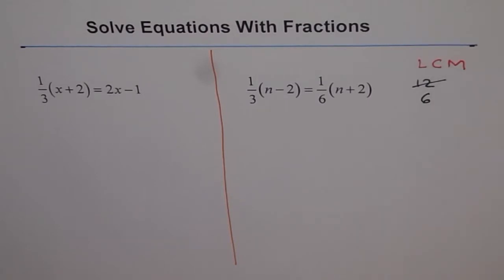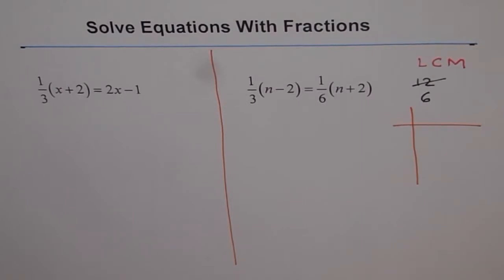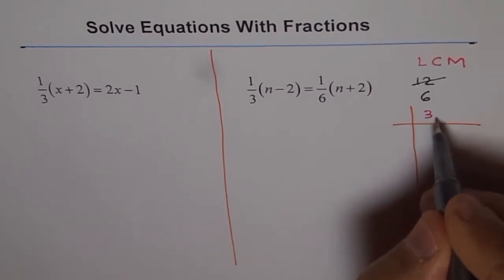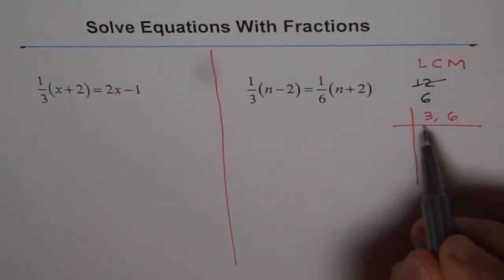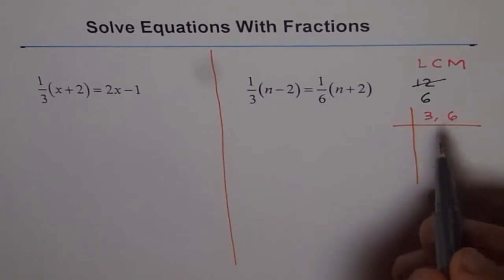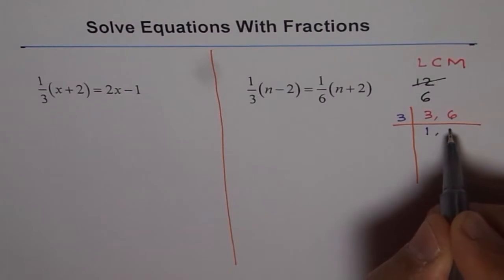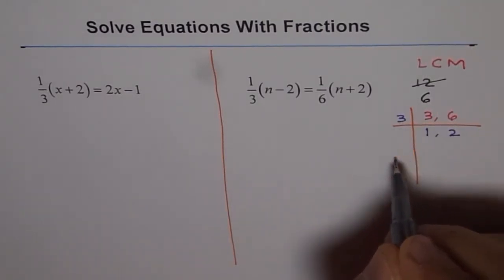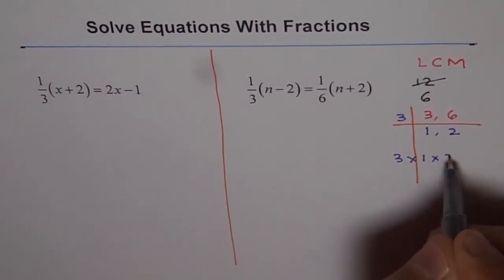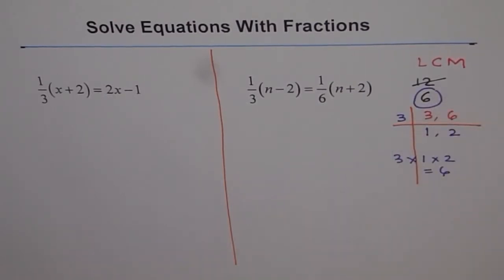Anyway, here is a strategy to find the lowest common multiple. What you do is you divide these numbers. Let's say we have the numbers 3 and 6. We divide with their common factor. So the common factor is 3. If I divide by 3, I get 1 here and 2 there. Now you can multiply these three numbers, which is 3 times 1 times 2, and that gives us 6. And that's how we find the lowest common multiple.